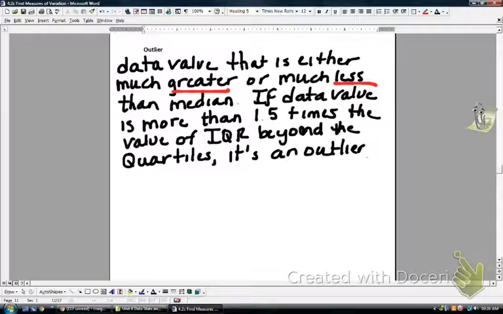So we will look at a couple of examples, how to find an outlier, and if a data point really and truly is an outlier. But it needs to be 1.5 times the value of the IQR beyond the quartile values. So we'll look at some examples, and that will help clear that definition up.